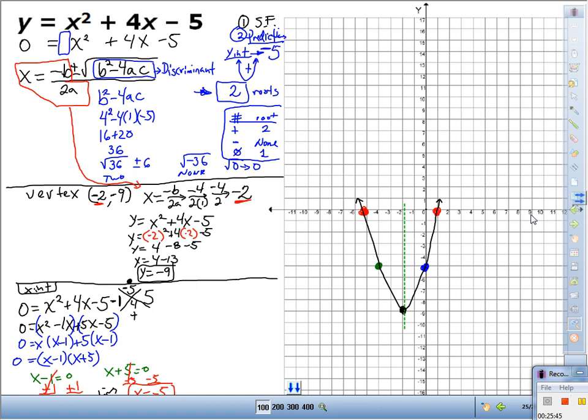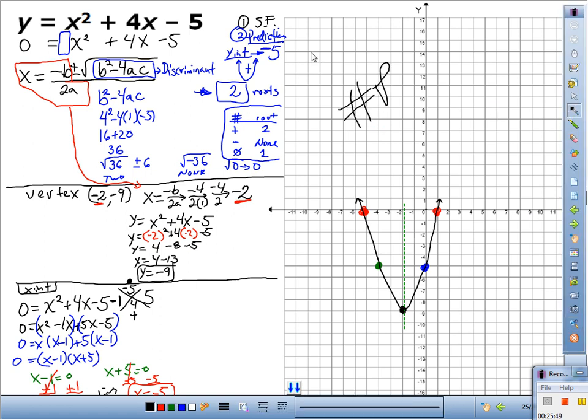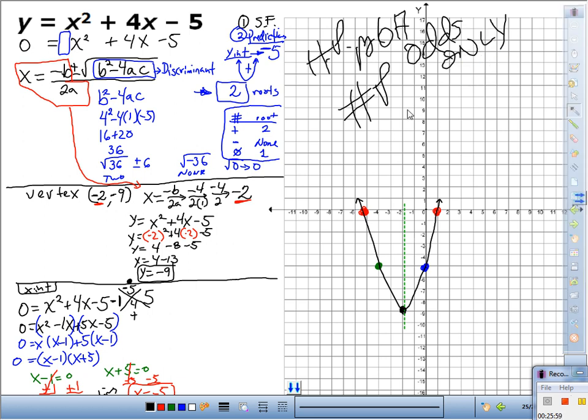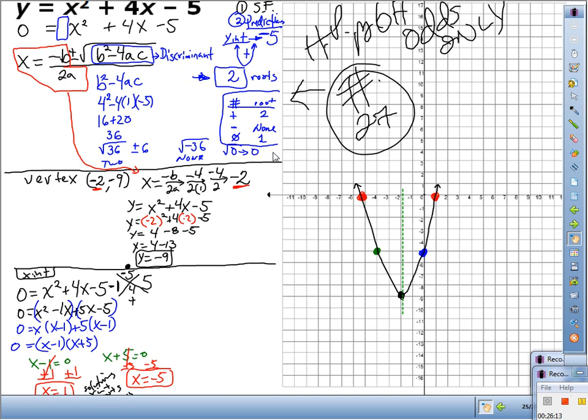So for tonight's homework, check this out. Tonight's homework is on page 617. You're only going to do the odds. However, for number 27, I want you to do the entire process. So what do I want for number 27?